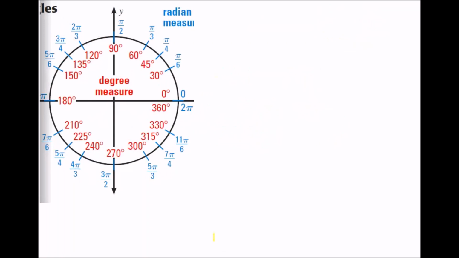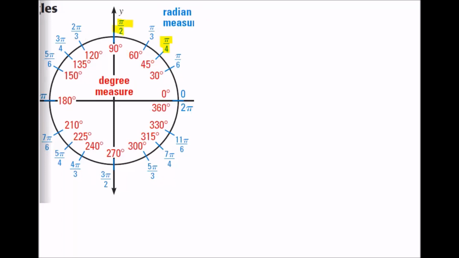Alright, it's finally time to talk about radians, and it's pretty awesome. So here is the degree measure and radian measure circle, so you get an idea of what a radian is. So degrees go around like this, 0 to 90, 90 to 180, 180 to 270, 270 to 360. Radians are the same. It's just in terms of pi instead of in actual degrees. So for example, 45 degrees is equal to pi over 4. That's a really important one.